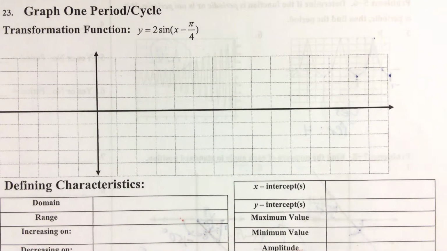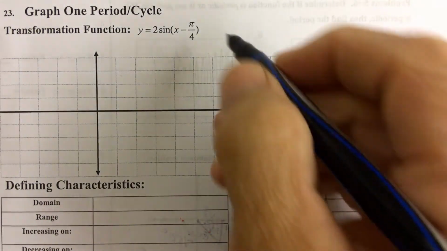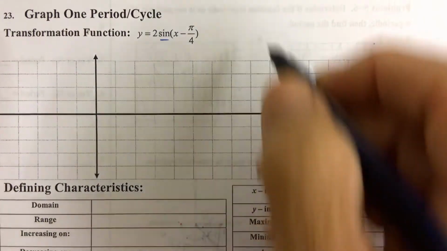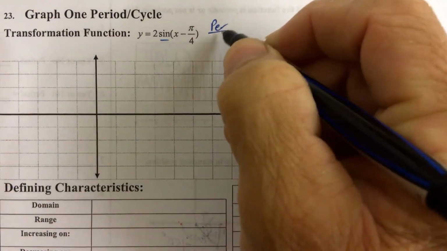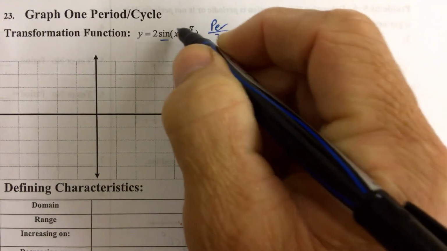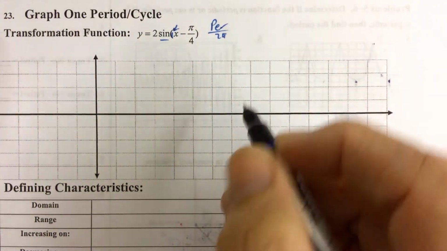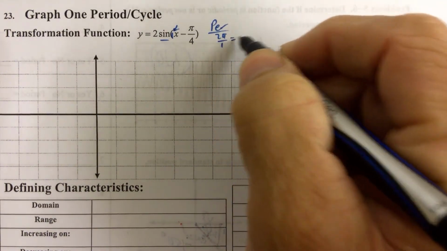And graphing, finally graphing trig functions. We know that we're graphing the sine, so we know we have to find the period. The period is 2 pi over b, and b is the number right in front of the x, and b happens to be 1, so 2 pi over 1 is 2 pi.